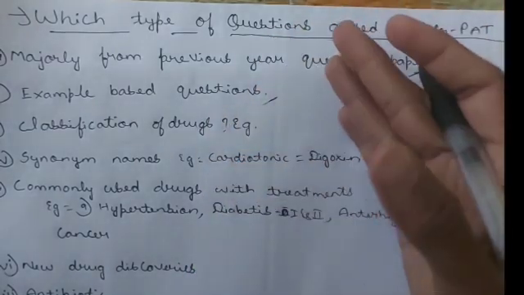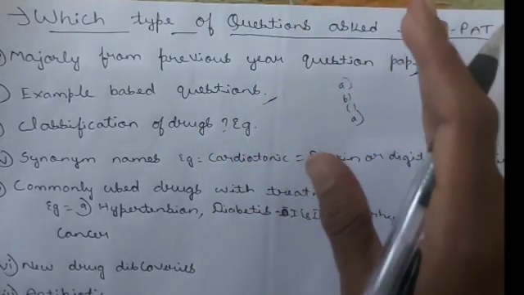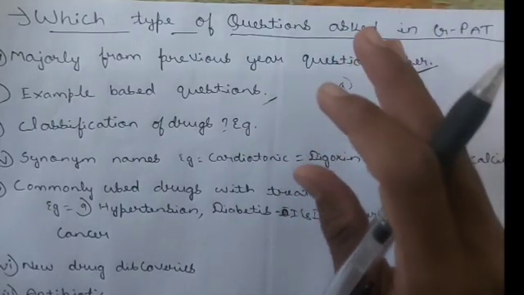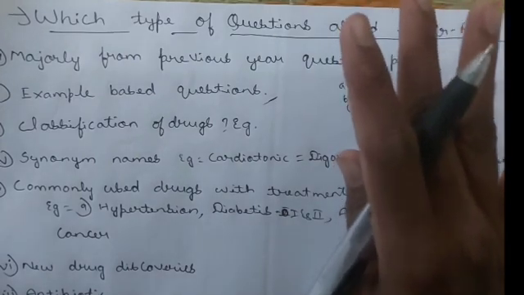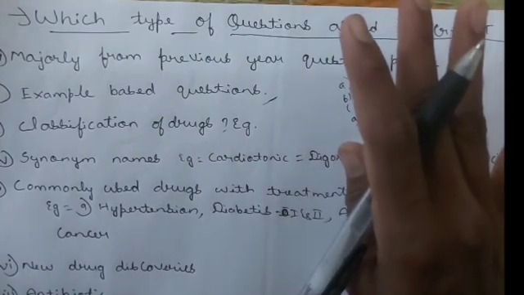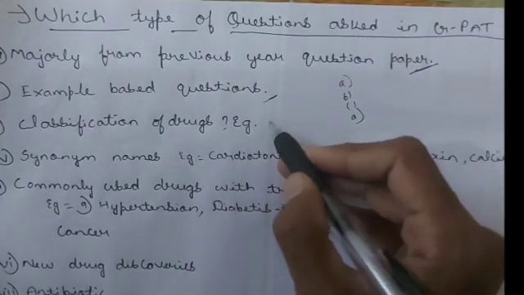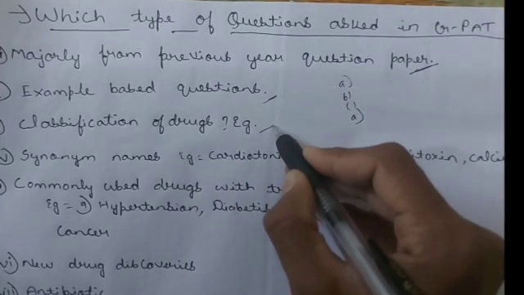So while you are studying the drugs in medicinal chemistry or in pharmacology or in pharmacognosy, better you study their examples. Minimum you remember 3 to 4 examples. Minimum 5 to 6 examples is more than enough. Very good. Then classification of drugs is also a very important topic.